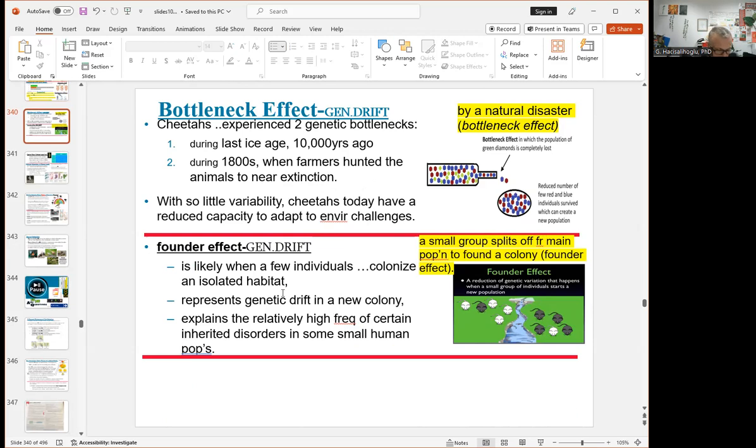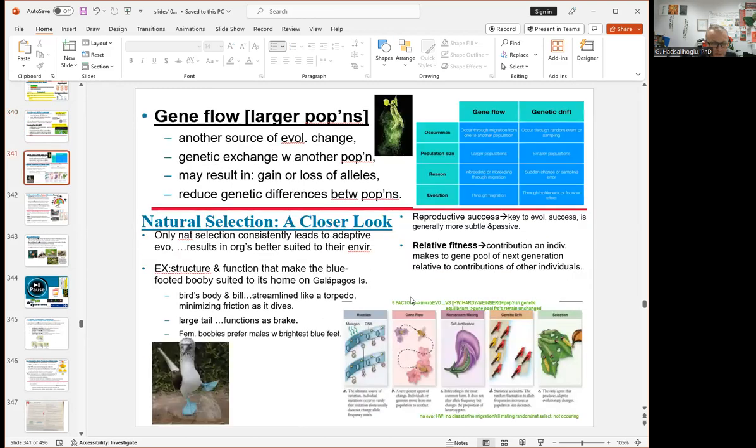The founder effect is a little different from the bottleneck. Here, a small population colonizes a new habitat and increases in number. This is called the founder effect. You can see here a small group split from the main population and found a new colony, which is called the founder effect. Again, these two altogether are called gene flow in the big picture. Natural selection we already talked about, and here are some other mechanisms listed at the bottom.